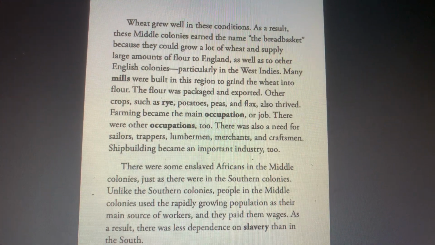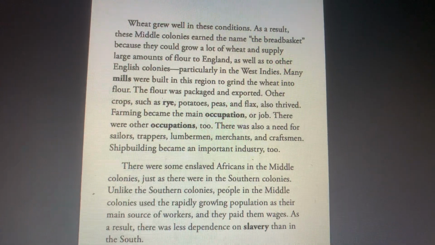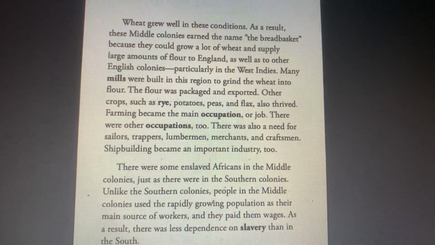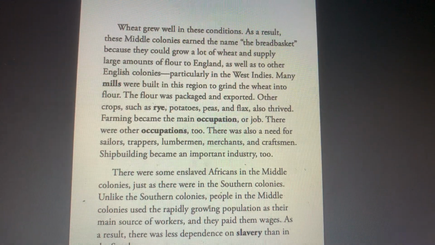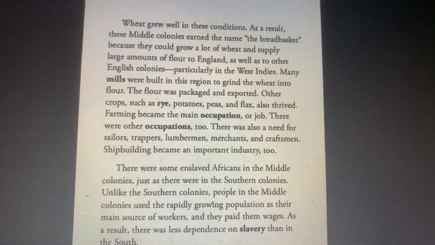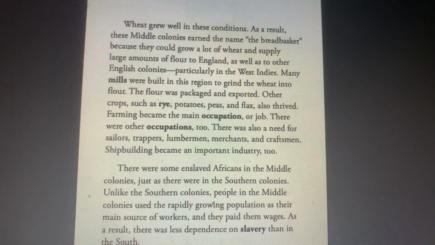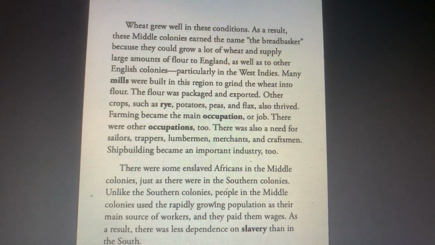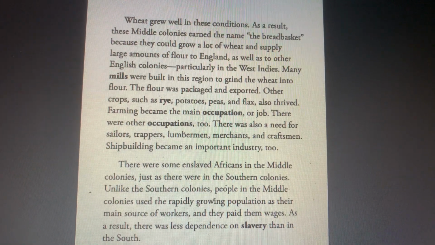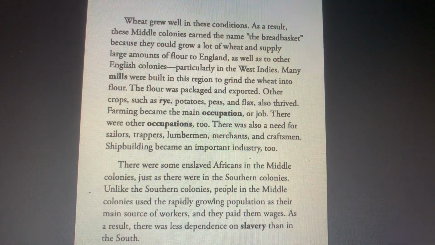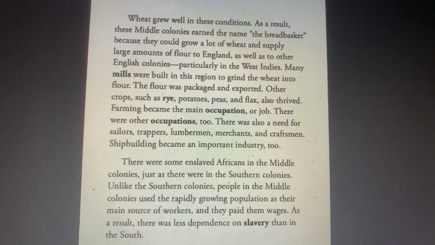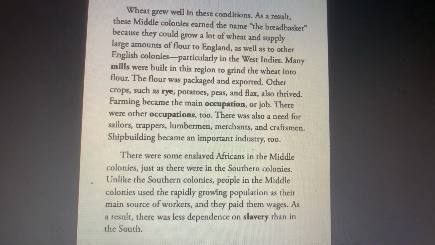As a result, these Middle Colonies earned the name the breadbasket because they could grow a lot of wheat and supply large amounts of flour to England, as well as to other English colonies, particularly in the West Indies. Many mills were built in this region to grind the wheat into flour. The flour was packaged and exported. Other crops such as rye, potatoes, peas, and flax also thrived. Farming became the main occupation or job.